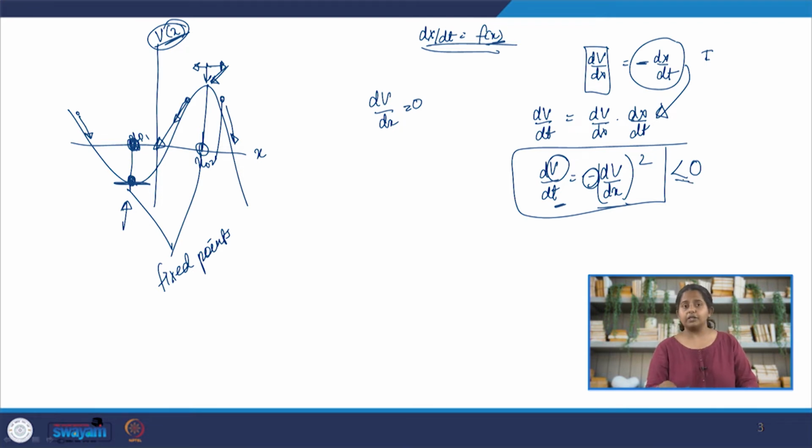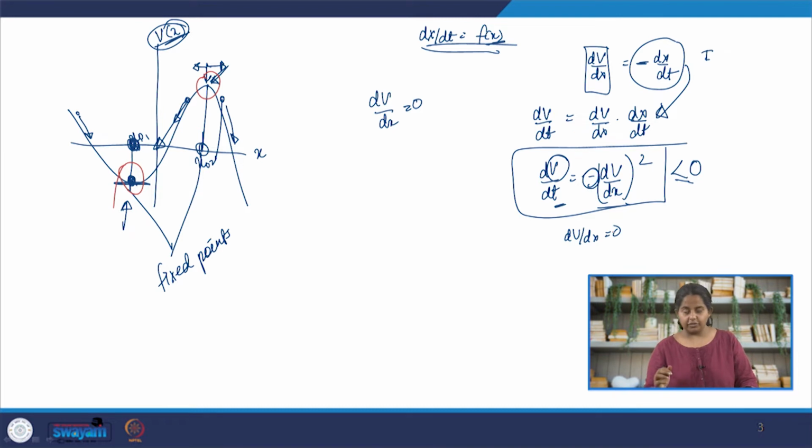And you can also very quickly understand that the only instance when dv by dt will not be negative is when dv by dx is 0. And that was the case for these 2 points. dv by dx was 0, so v was not changing with time, and that is our fixed point.